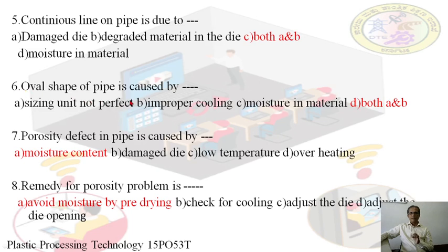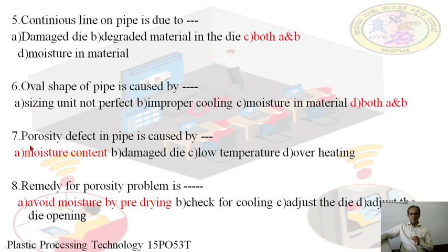Question number 6. Oval shape of pipe is caused by dash. Sizing unit not perfect, improper cooling, moisture in material, both A and B. So the oval shape of the pipe is caused by the sizing unit not being perfect and improper cooling.